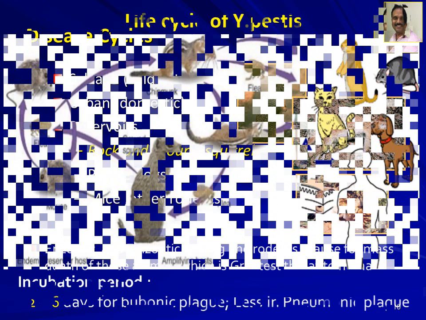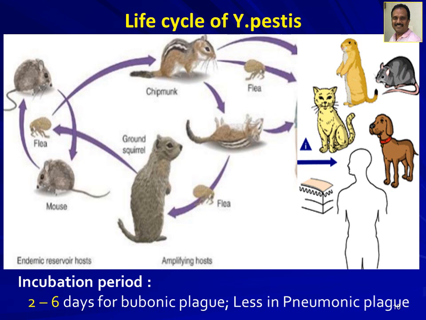This is the life cycle of Yersinia pestis. There you can see the ground squirrel as an amplifying host. From this ground squirrel, the flea will get infected, and it bites the rats or rodents and transmits the infection. And this rat flea can infect the chipmunks and other animals also. And this infected rat flea can bite the rats and other animals, which is shown on the right side. Cats, dogs, and human beings also can transmit the disease.